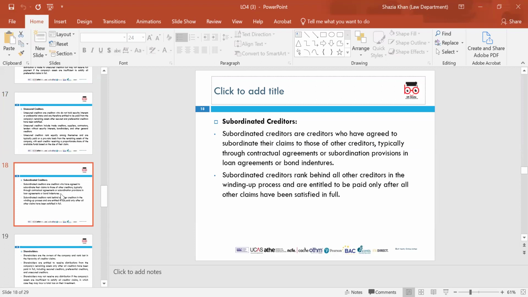Next one is subordinated creditors. Subordinated creditors are creditors who have agreed to subordinate their claims to those of other creditors, typically through contractual agreements or subordination provisions in a loan agreement or bond indentures. Subordinated creditors rank behind all other creditors in the winding up process and are entitled to be paid only after all other claims have been satisfied in full.